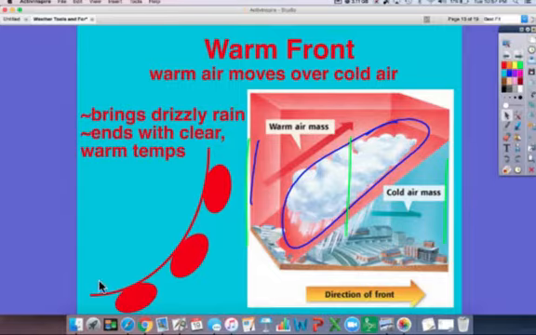The air mass is behind the shapes. So I draw the shapes pointing in the direction that the air mass is moving. The warm air is back behind that line. This line is where the two air masses meet. That line is the front. This is one air mass, this is the other. The line where they meet is the front, and this is where we see precipitation. Warm fronts bring us drizzly rain, and they end up with warmer temperatures.